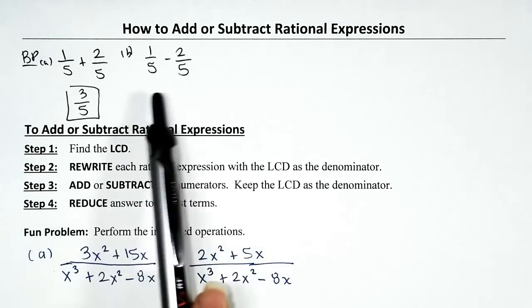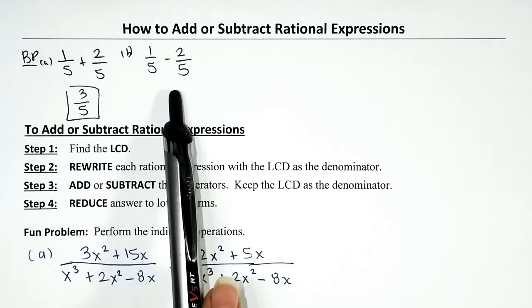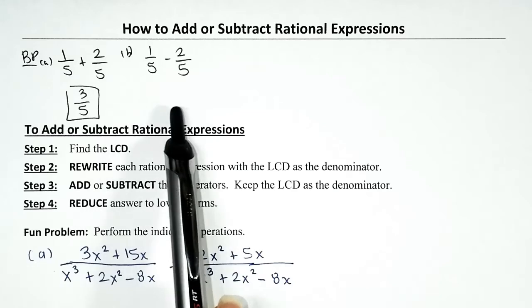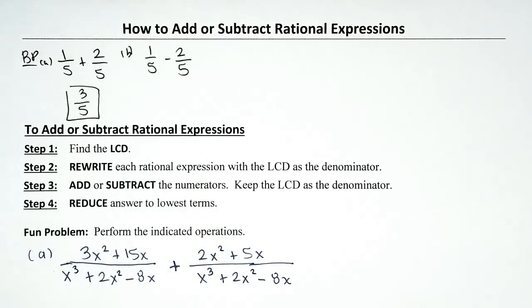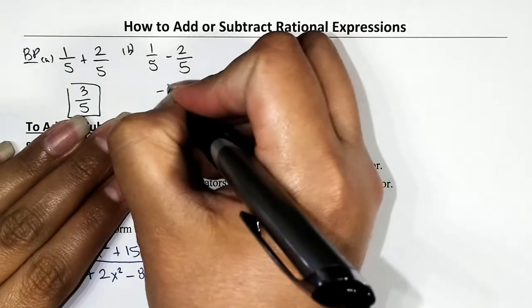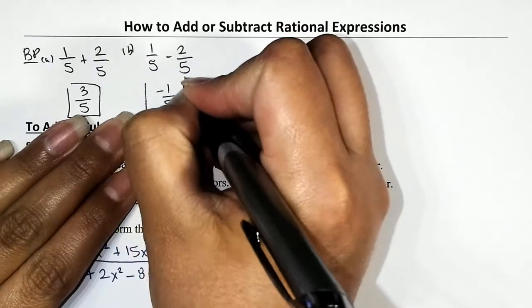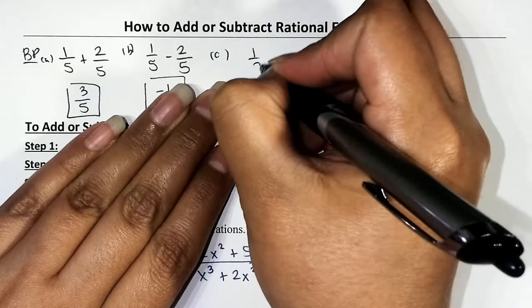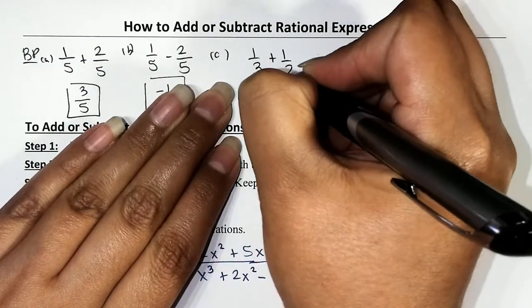Why? Because the denominators are the same. So let's do this. To subtract two fractions that have the same denominator, we're going to subtract the numerators and write the difference over the common denominator. The difference of 1 and 2 is -1, and then we write the difference over 5 and then reduce. Okay, now problem C, we have 1/3 plus 1/2.